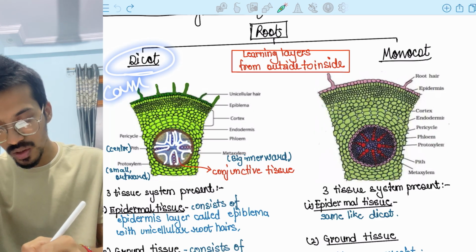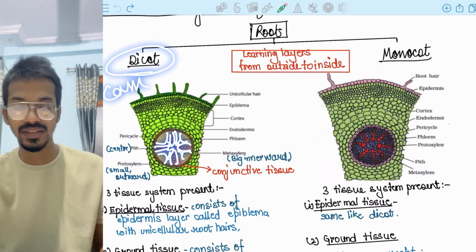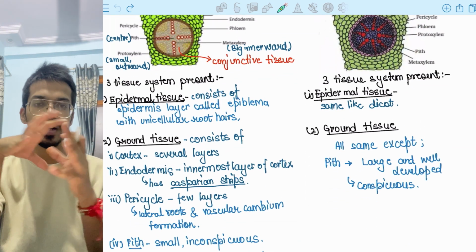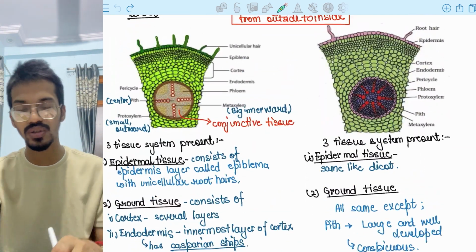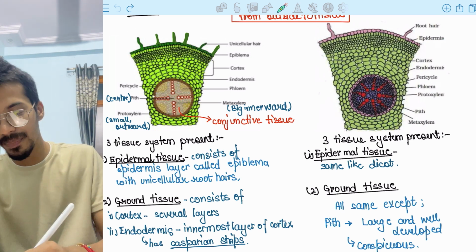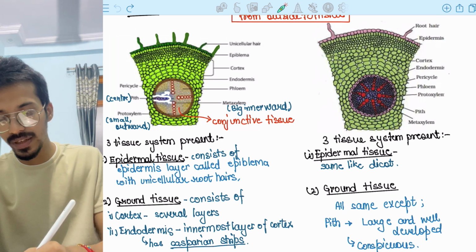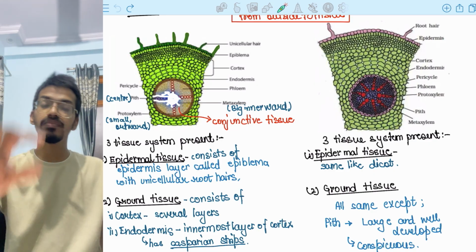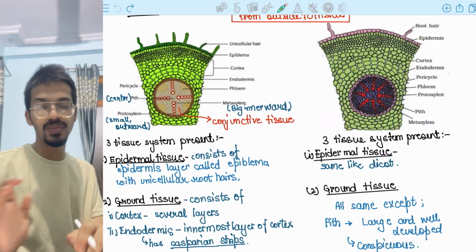So the growth would be like this. It will grow like this, so things will be crushed. Pith will be completely crushed because of it. So that's why it is said that pith is inconspicuous, because what will happen if the secondary growth is happening in this way? It will take away this space. Pith is completely crushed because of it.